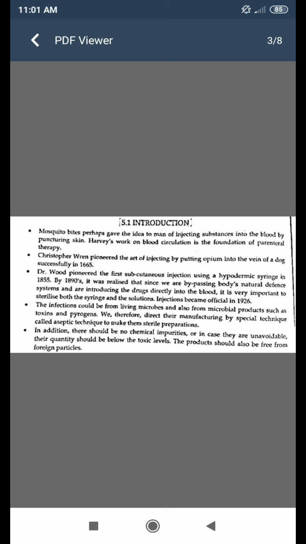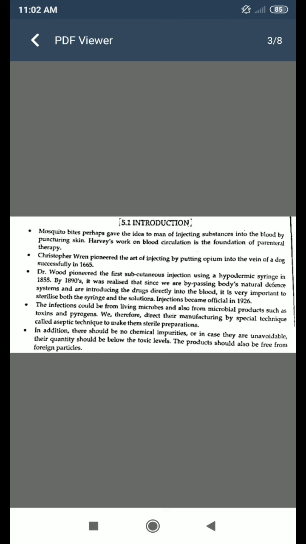Mosquito bite perhaps gave the idea to man of injecting substances into the body by puncturing skin. Harvey's work on blood circulation is the foundation of parenteral therapy. Then Christopher Wren pioneered the art of injecting by putting opium into the vein of dogs successfully in 1665. Then Dr. Wood pioneered the first subcutaneous injection using a hypodermic syringe in 1855.